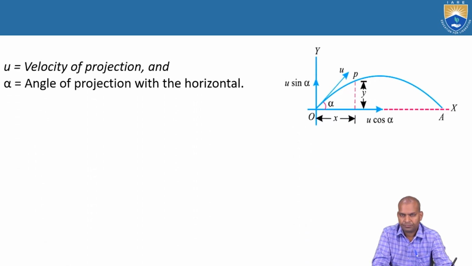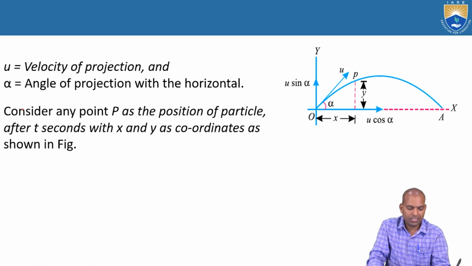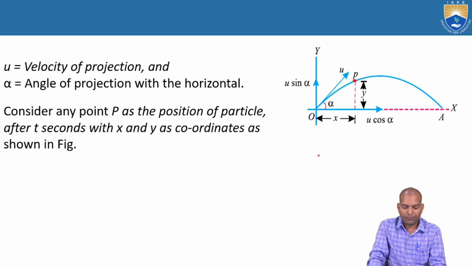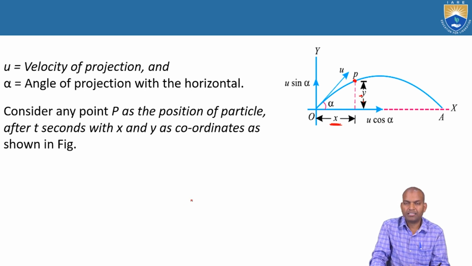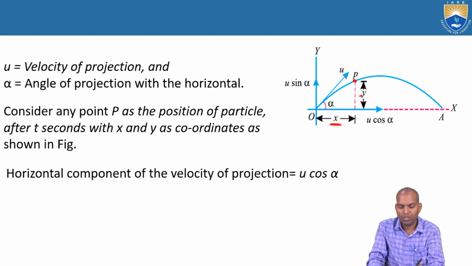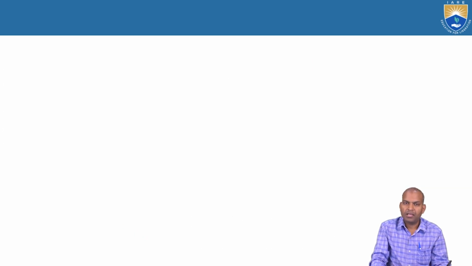Here U is the velocity of projection, and alpha is the angle of projection with the horizontal. Consider the point P as the position of the particle after t seconds, with x and y as its coordinates. The initial velocity is u. For that u, the horizontal component is u cos alpha and the vertical component is u sin alpha.